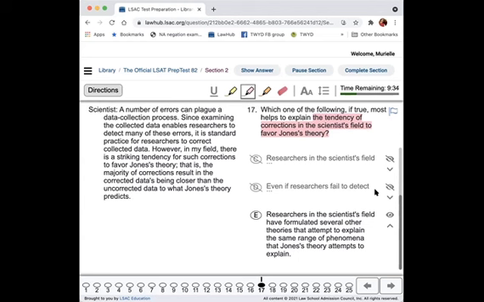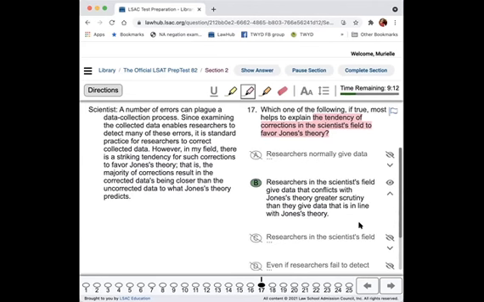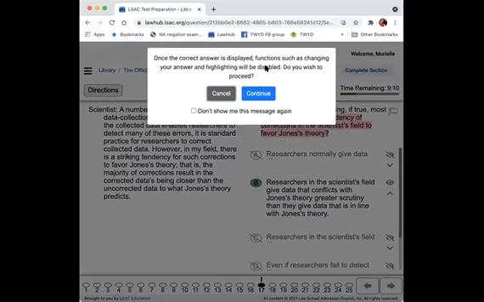Okay, E, researchers in the scientist field have formulated several other theories. Absolutely not necessary, and it doesn't explain why the corrections would favor Jones's theory. The other theories are actually irrelevant here. So B has got to be the correct answer.